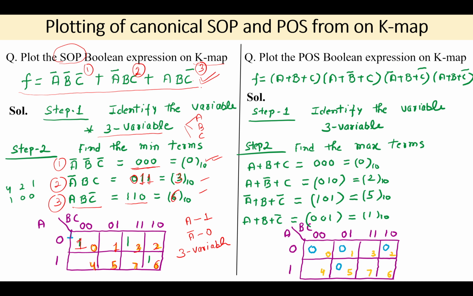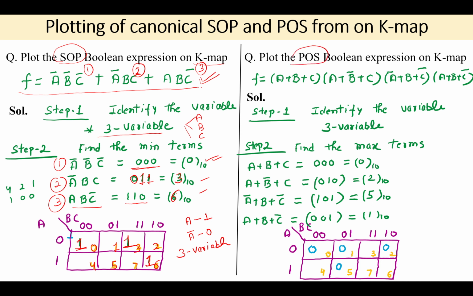Okay, so I have written 1 here, and 1 here, and 1 here, because there are 3 min terms only. So three 1s in the 3 variable K-map. Okay, so this is a representation of SOP. On the right side I have given one more example.